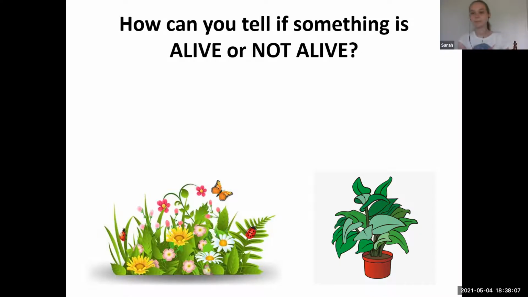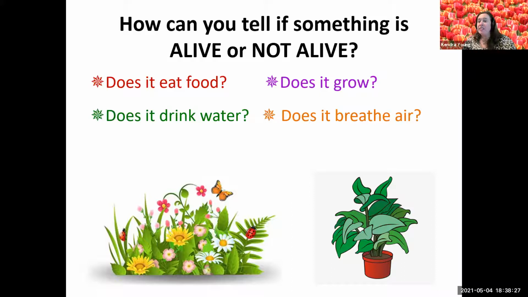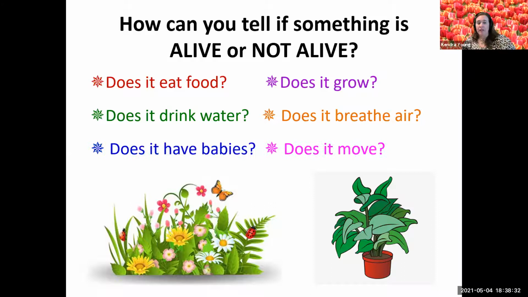There are some specific questions. So the first one is, does it eat food? Okay, so if something is alive, it has to be able to eat and stay alive. And does it grow? Okay, so if something is alive, it has to eat and it has to grow. Does it drink water? Does it breathe air? Does it have babies? And does it move? So these are some of the basic questions that you ask when something is alive or not alive.